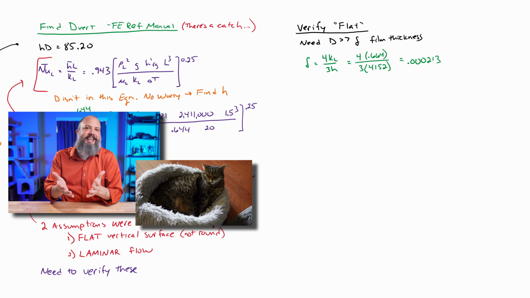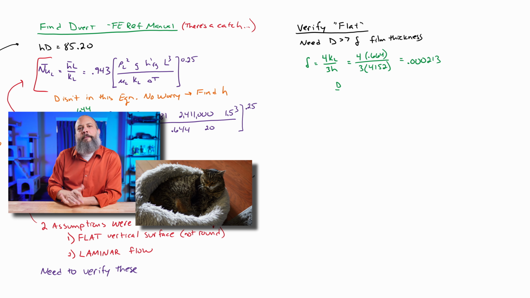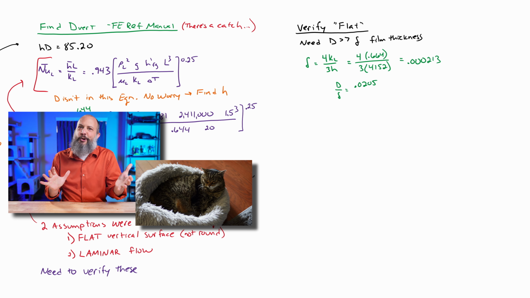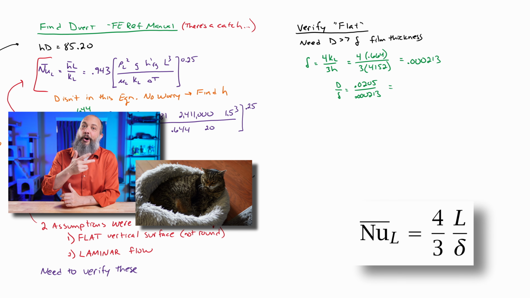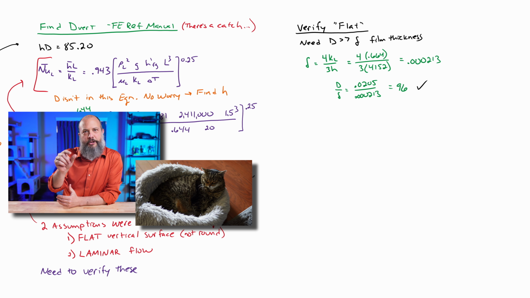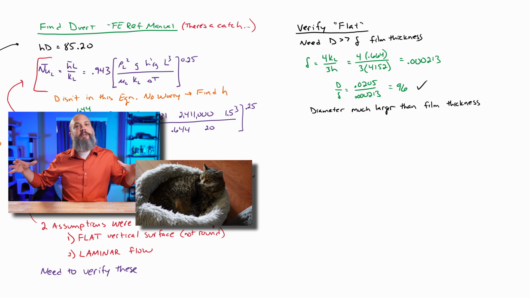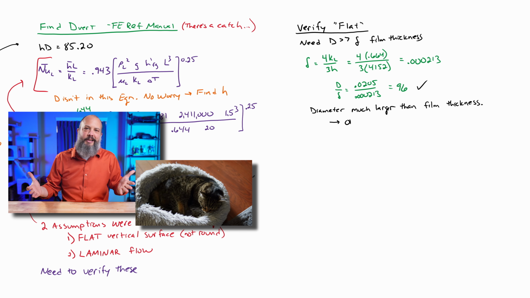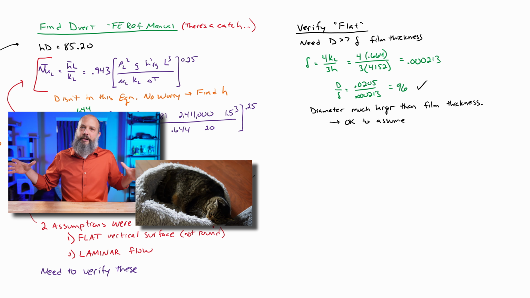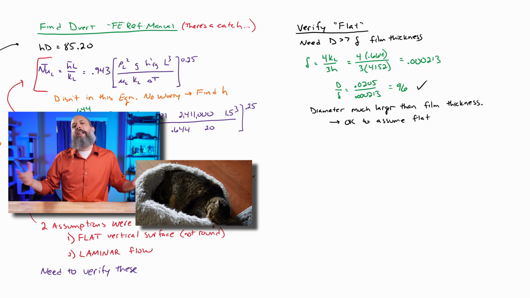The film thickness for condensation on a vertical surface is a very complicated equation if you haven't found h, but since we've already found h, there's a much simpler version that we can use: 4k divided by 3h. We have 0.664 in the numerator and 4152 in the denominator. We get a film thickness of 0.000213 meters, which means that our diameter, 0.0205, is almost 100 times larger than the film thickness. So yes, this is definitely large enough that you could assume that it's flat.